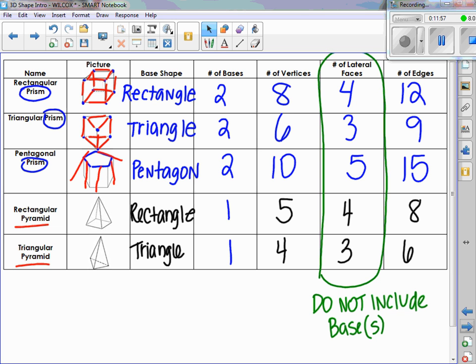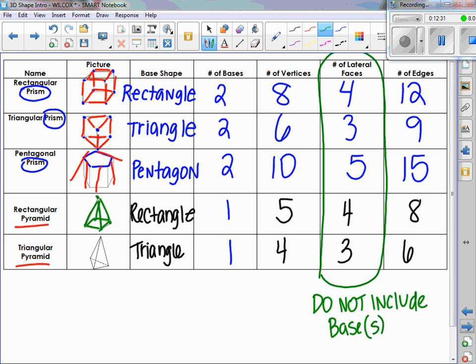For the pyramid, I have a rectangular pyramid, so its base shape is a rectangle. It only has 1 base. Like we said, all pyramids only have 1 base. We have 5 vertices. We have 4 on my bottom rectangle, and then that 1 point at the very top. 4 lateral faces, 4 triangular faces that are coming up from each of the rectangle pieces on the base. 8 edges. 4 around, and then 4 that come up to make my height.